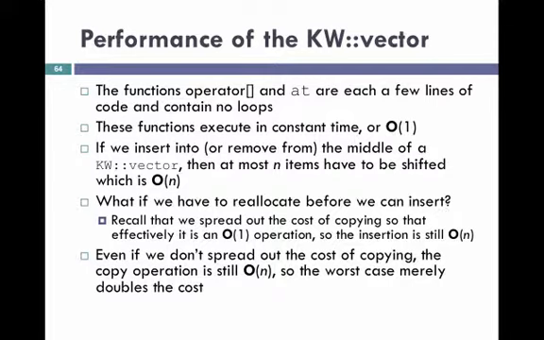Because we spread out the cost of copying so that it's effectively an order 1 operation, insertion is still order n. So even if we don't spread out the cost of copying, the copy operation is still order n, so the worst case merely doubles the cost.